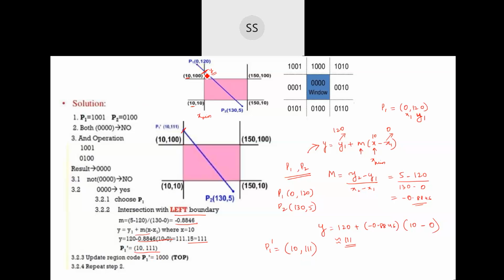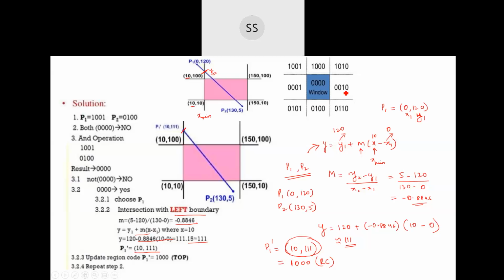Now what I have to do is find the region code of this. I have to find the region code. As it is on the boundary of my line, it will get the center value. What is the region code of P1 dash? The region code is 1000. I have got the region code as 1000. I hope this much you have understood. How you have found the intersection point, and after finding the intersection point, you have to find the region code.